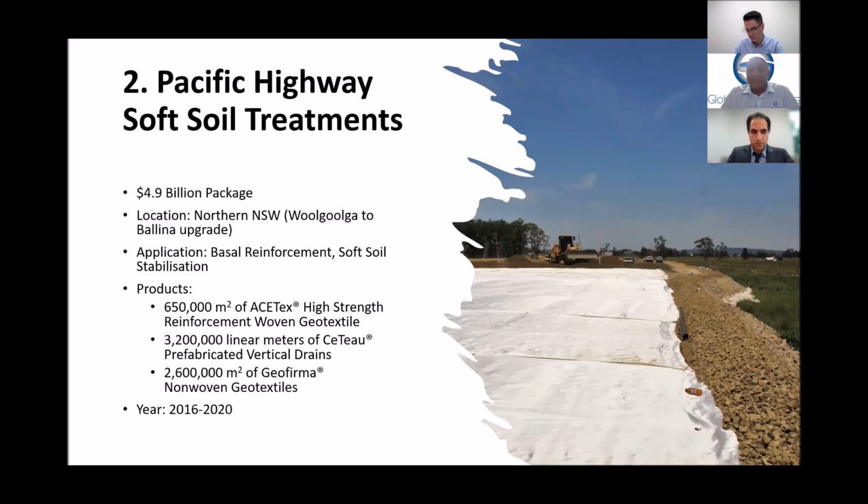The products we supplied on this particular project were 650,000 square metres of ACigs high-strength woven geotextile, 3.2 million linear metres of wick drain, and 2.6 million square metres of geothermal non-woven geotextile. The project went for about 4 years, completed and opened in 2020.